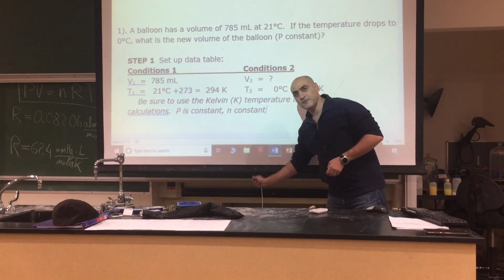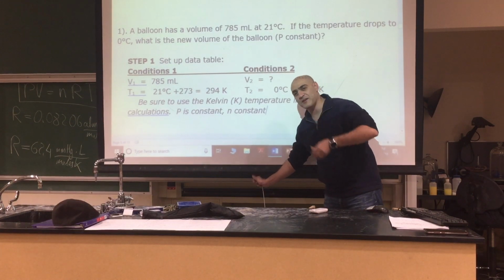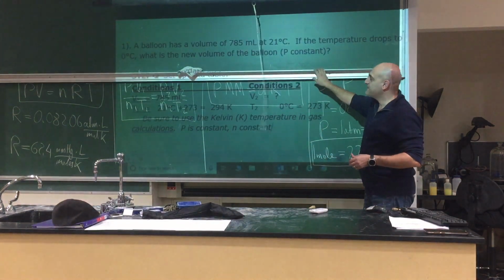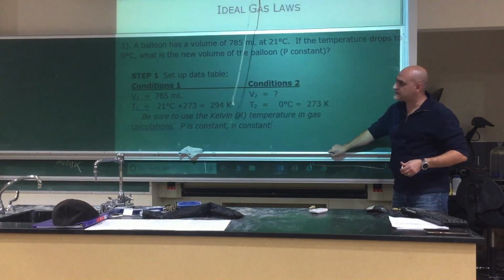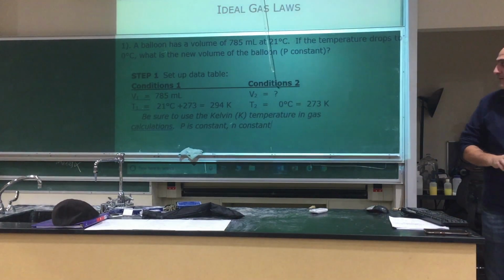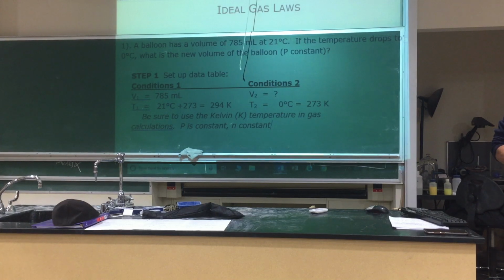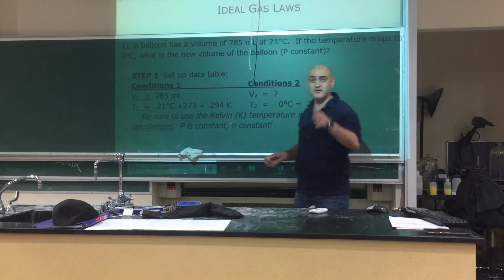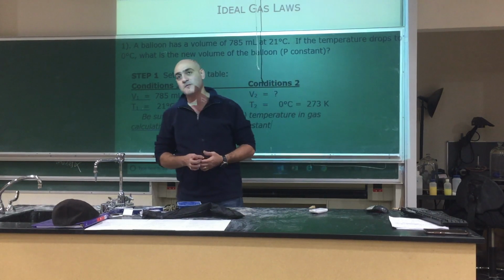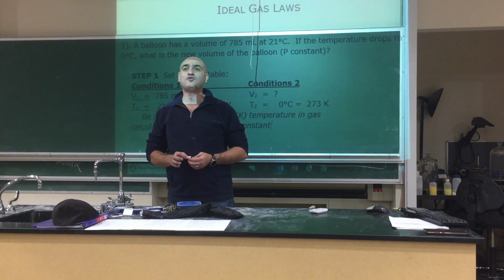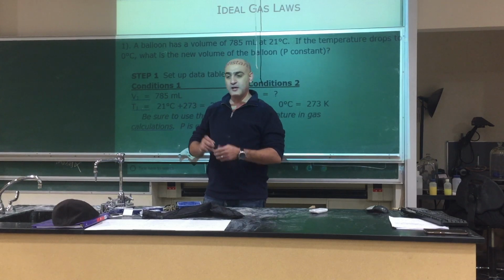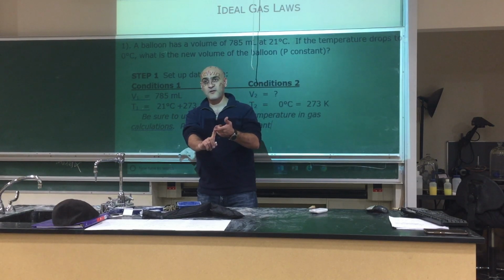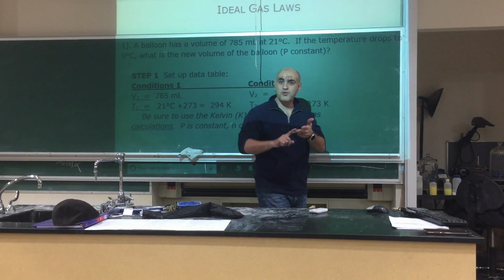I'll take your question. If you are told that P is constant, do you use 1 ATM for constant? Say it again. If you are told that P is constant, do you use 1 atmosphere for pressure? I don't know. It could be 2 ATMs, it could be 3 ATMs, right? It's a constant. I have no idea what it is. And if you try to use PV equals nRT, you have no idea what the moles are, and you have no idea what the pressure is.